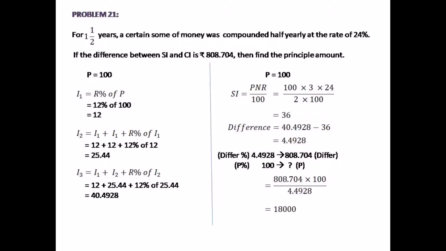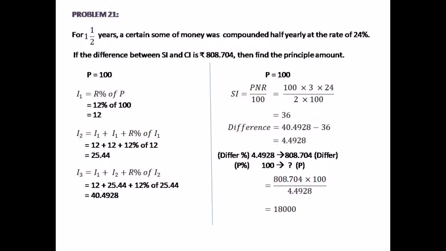To find the simple interest, let P be 100. SI equals 100 into 3 into 24, on the whole divided by 2 into 100, gives 36 as simple interest. Subtracting the simple interest and compound interest, we get the difference is 4.4928.